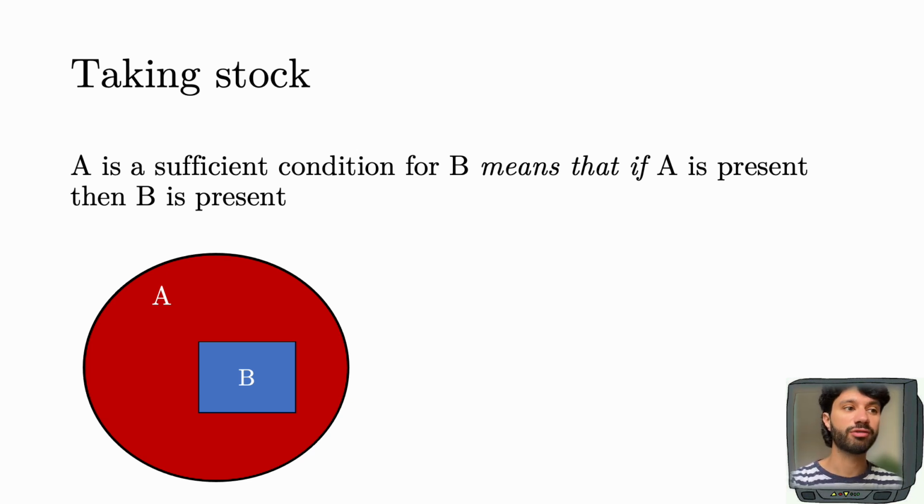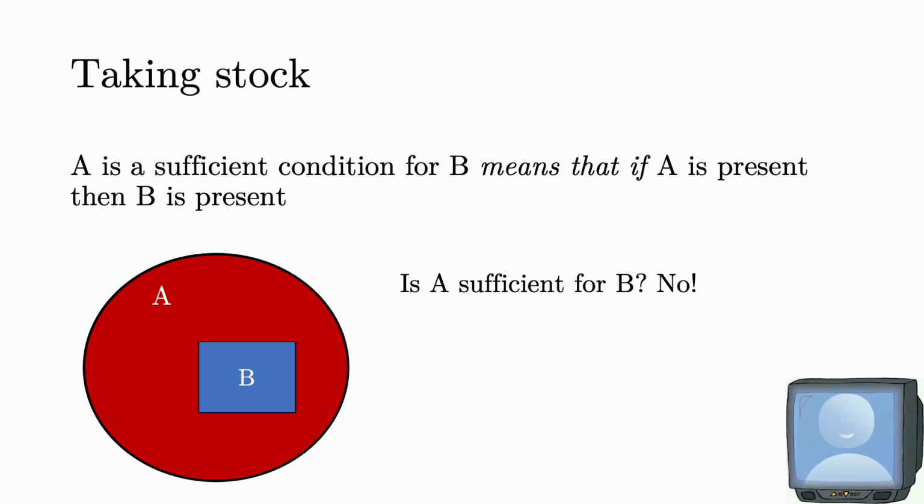So Irvine is still in California, but not all of California is Irvine. Okay, now ask yourself, is A sufficient for B? So what does that mean? Does it mean that whenever A is present, then B is present? Let's look at where the arrow is pointing. In the regions where A is red here, B is not present. So it's not the case that if A is present, then B is present. There are many cases where A is present, but B is not present.